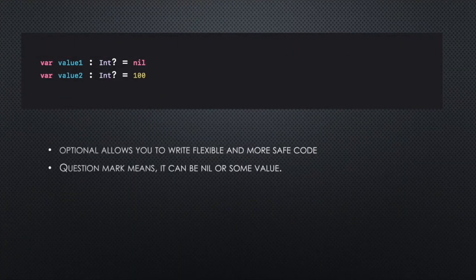So optional allows you to write flexible and more safe code. Optional means that the particular variable can either be null or it can have some value. So even if you create a variable with optional, you can assign null to it, and it won't break your code. So yes, it can either be null or it can have some value, so it is an optional.